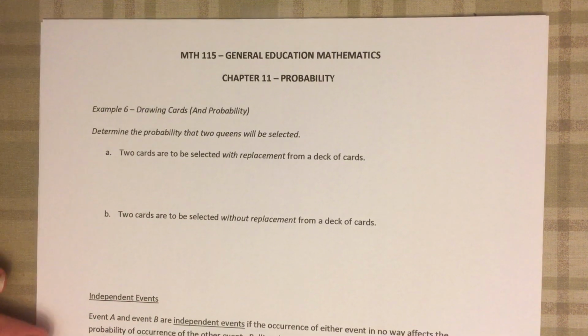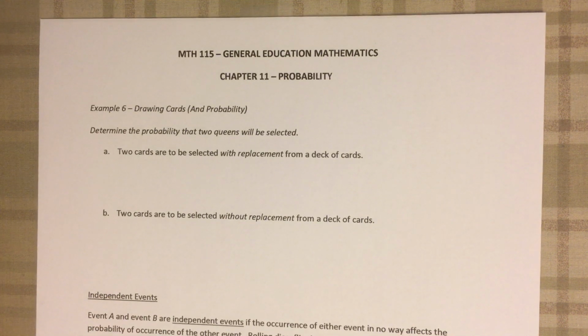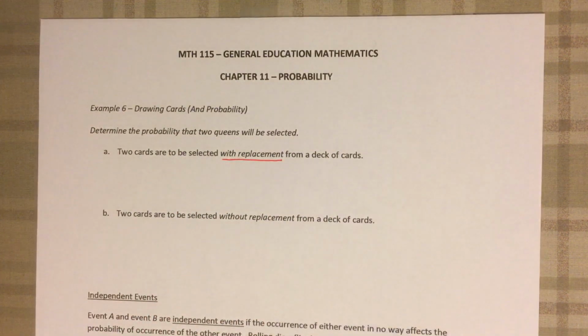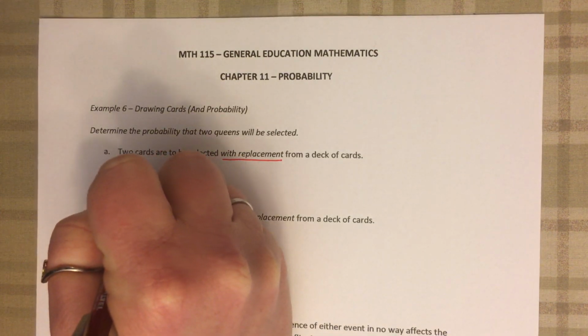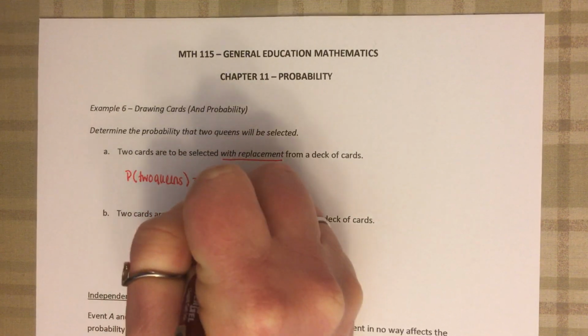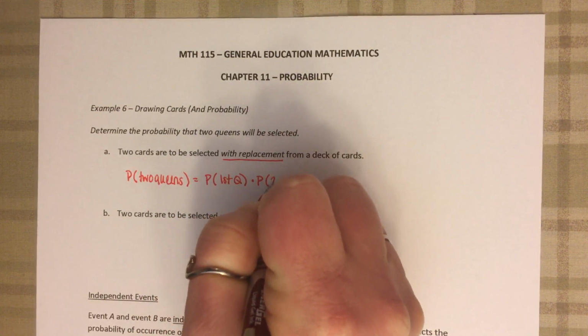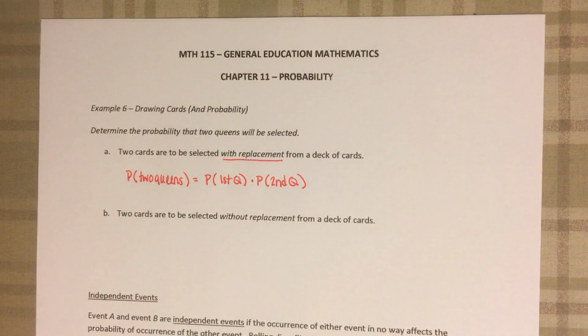So for example 6a, 2 cards are to be selected with replacement from a deck of cards. So what this means is, as we're thinking about these, with replacement means that both times we are drawing a card from our entire deck of cards. And so our probability of 2 queens is going to be the probability that our first queen is selected times our probability that our second queen is going to be selected. All right, the probability for our first queen.